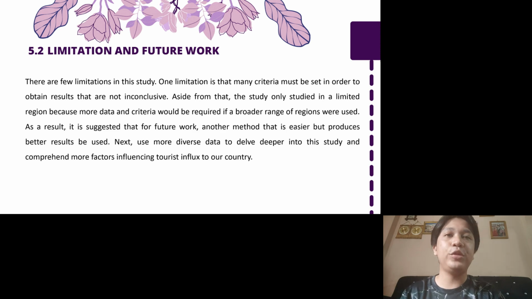Lastly, limitation and future work. There are a few limitations in the study. One of them is that the criteria must be set in order to obtain results that are not inconclusive. Aside from that, the study only covers limited regions, because more data and criteria would be required if a broader range of regions were used. As a result, it is suggested that for future work, another method that is easier but produces better results should be used. Next, use more diverse data to delve deeper into the study and comprehend more factors influencing tourist influx to our country.